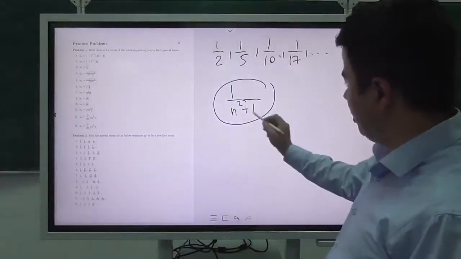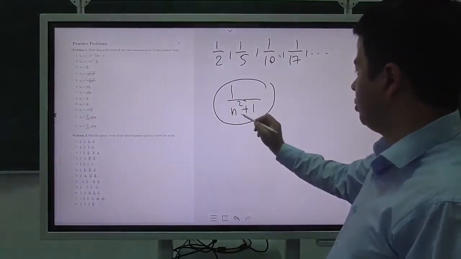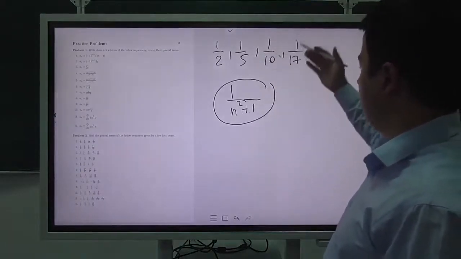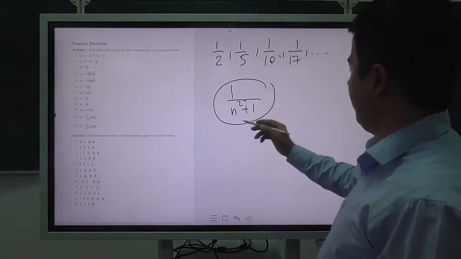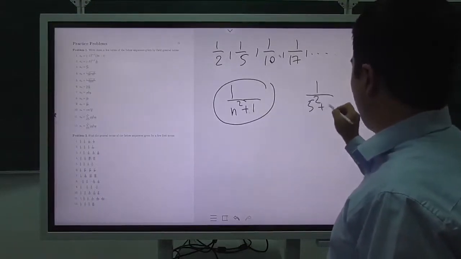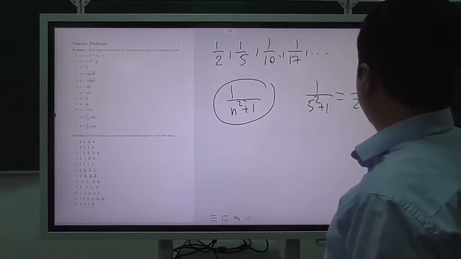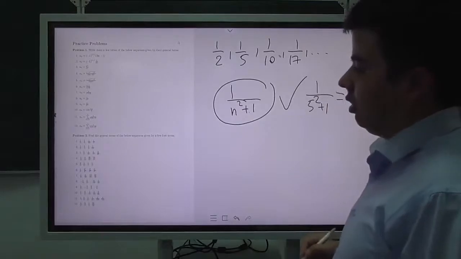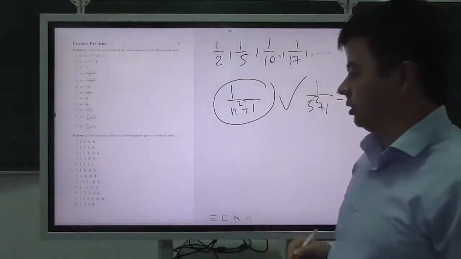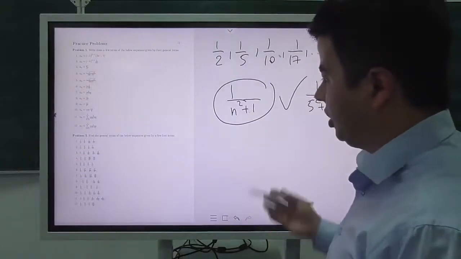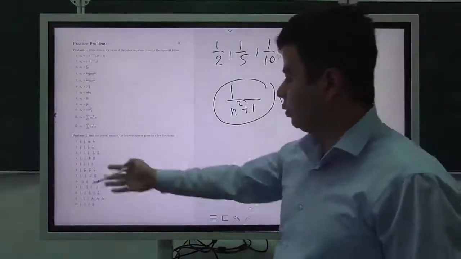If you put 1, we get 1 over 2. If you put 2, we get 1 over 5. If you put 3, we get 1 over 10, then 1 over 17. If you put, for example, 5, we get 1 over 5 squared plus 1, so it is 26, and etc. So this is the general term of the following sequence. Now, in this way, we can define the other ones also.